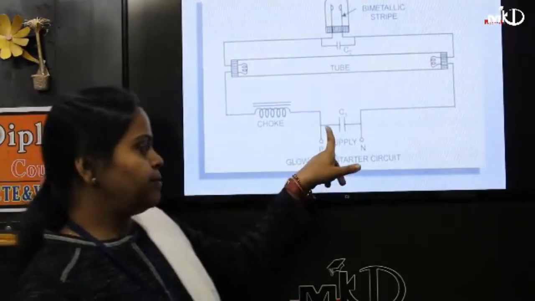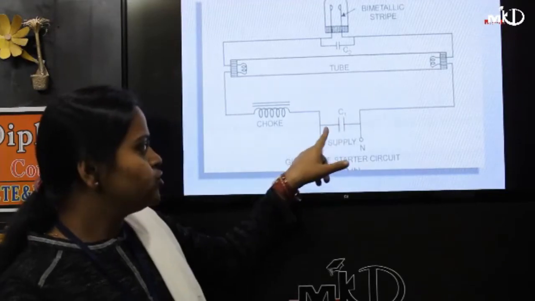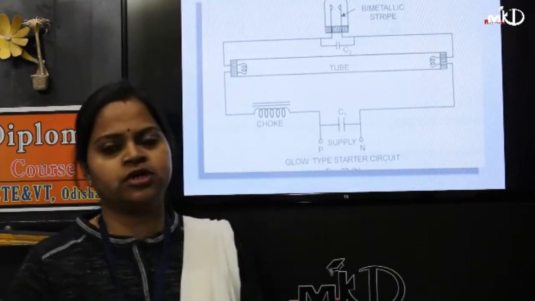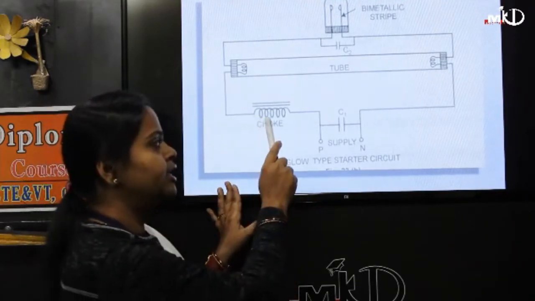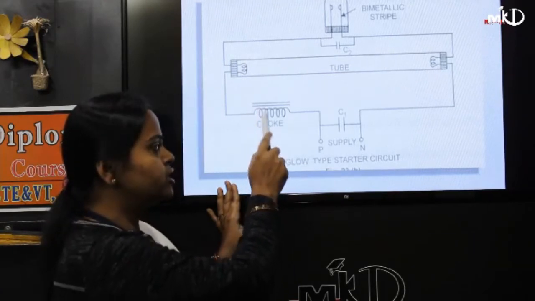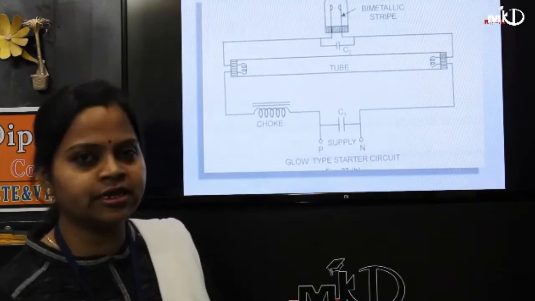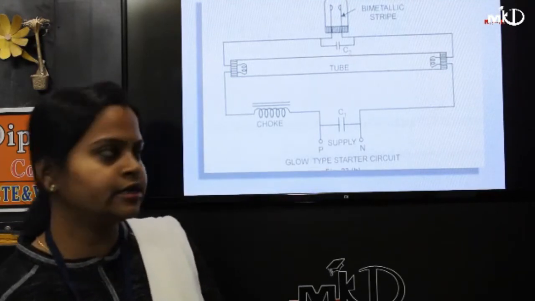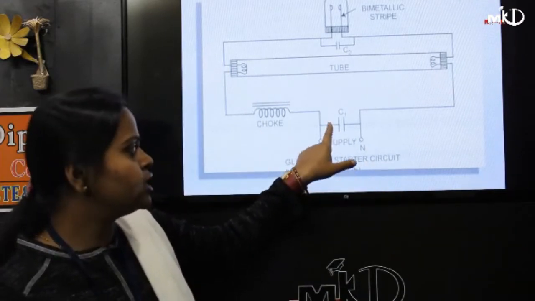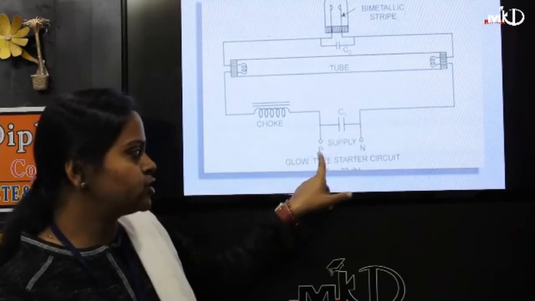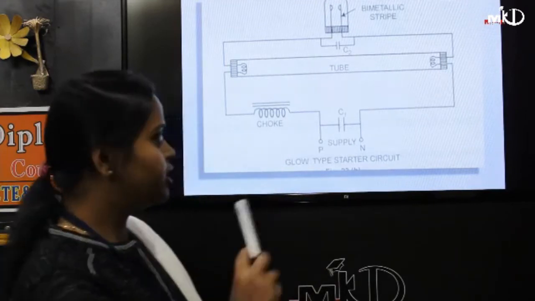And one capacitor we are using here across the supply. The capacitor is used for improvement of the circuit power factor, because we are using a highly inductive choke coil here. If it is an inductive coil, the power factor must be lagging, and if it is lagging, it is inefficient. So we need to improve the power factor. That is why we use this capacitor across the supply. This is the supply mains, phase and neutral, P and N. Now I will draw this diagram.